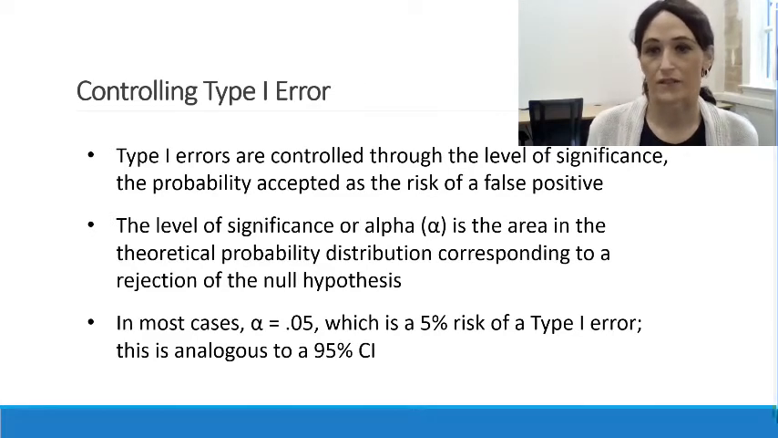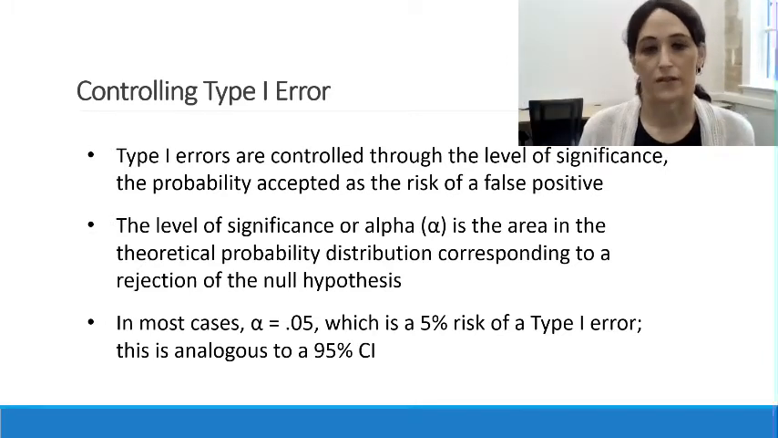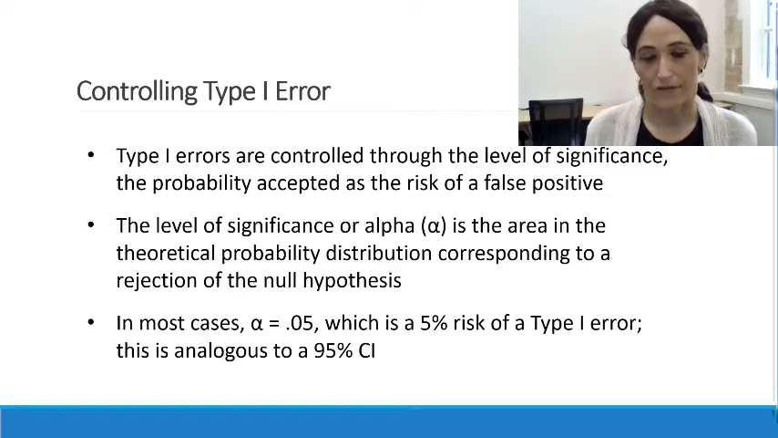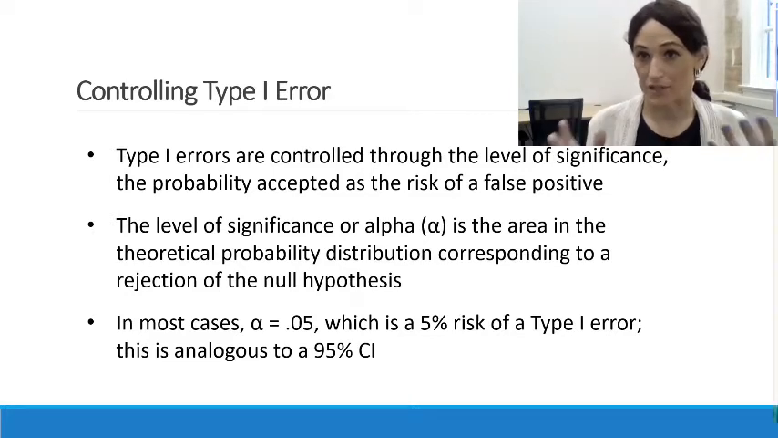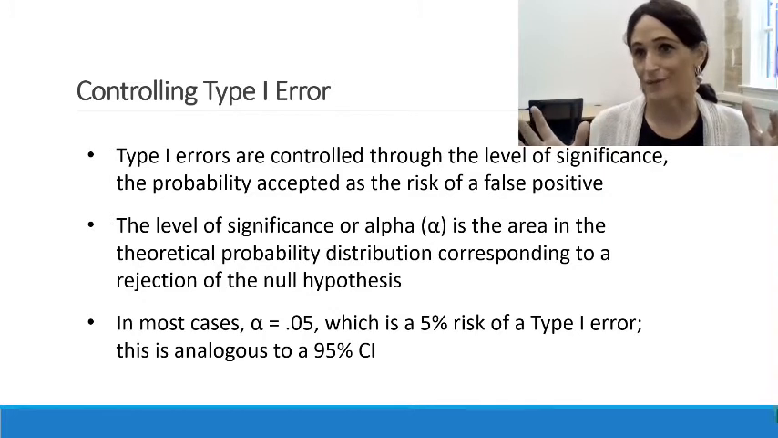The level of significance, or alpha, is the area in the theoretical probability distribution corresponding to a rejection of the null hypothesis, basically towards the tails of a distribution. In most cases, like I said, we're going to select an alpha of 0.05, which is equivalent to a 5% risk of making a type 1 error. And this is analogous to making a 95% confidence interval. So we know when we calculate a 95% confidence interval, there's a 5% chance that it will not contain the true population parameter that we're trying to estimate.